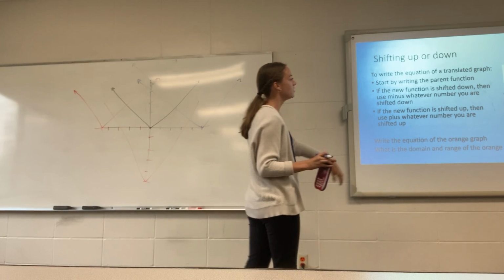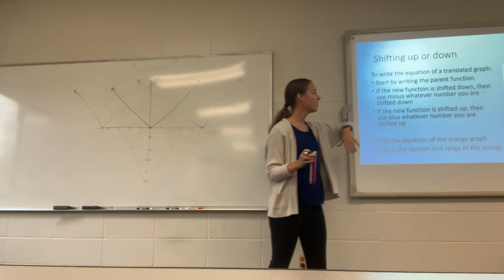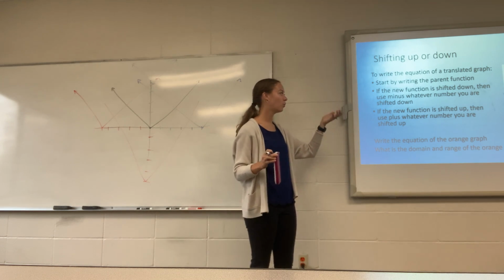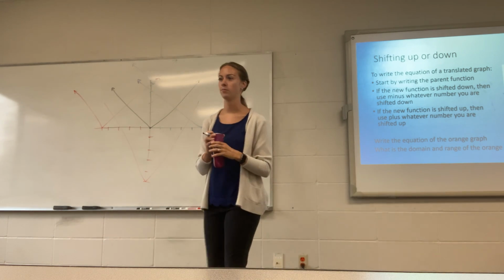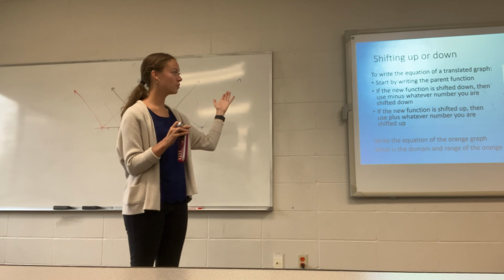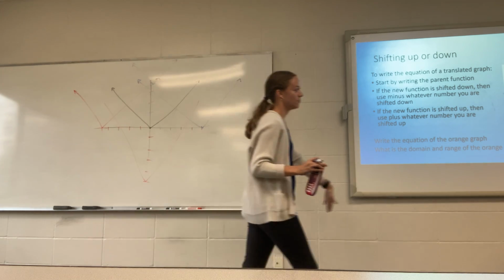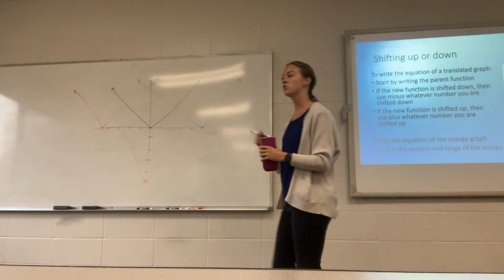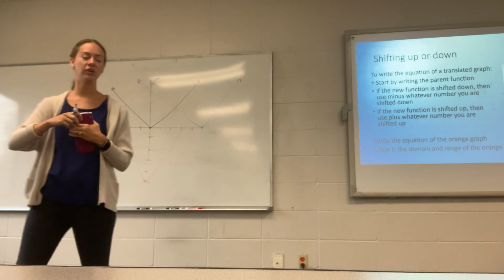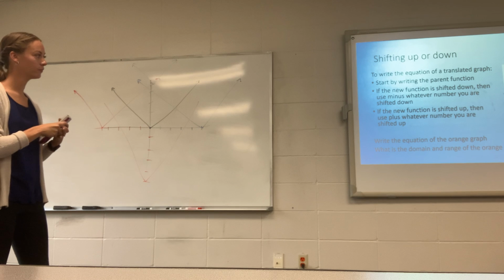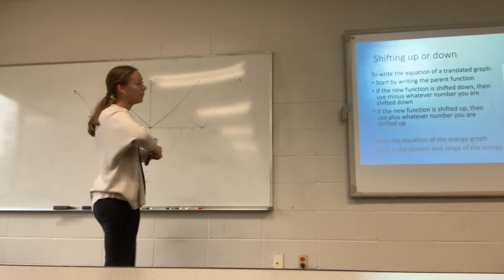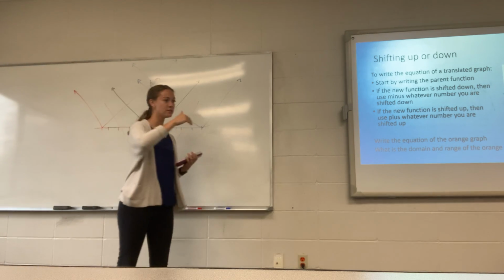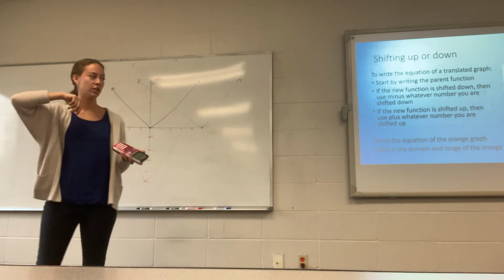Then it says if the new function is shifted down, then you're going to use minus whatever number you're going to be shifted down. If you're going down, you use minus, which makes sense because you're going to the negatives, like you're moving it down into the negatives. So you're subtracting from your graph, you're moving it down. If you're going up, you're going to write plus whatever number, however many you're going to move it up.